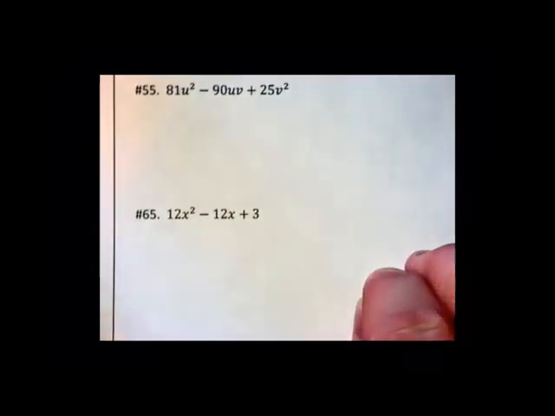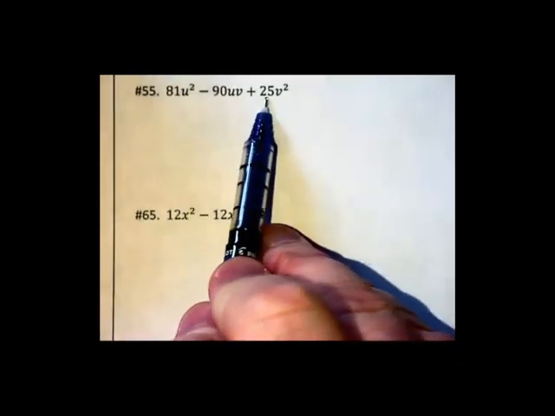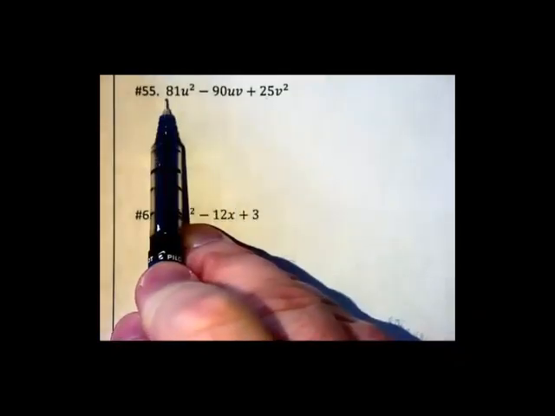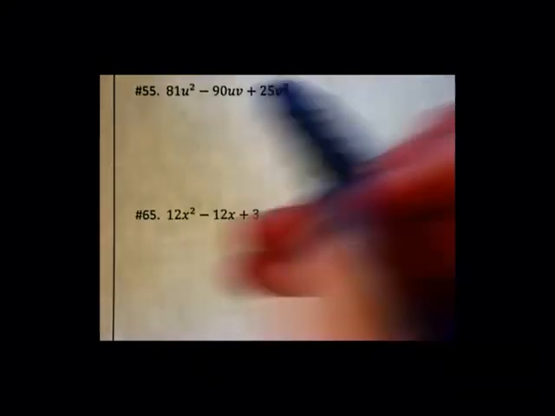Okay, number 55. GCF: 25 can only be broken down by 5, and 5 won't go into 81. There's no u's or v's in all three of the terms. Okay, that's about as far as that's going to go.